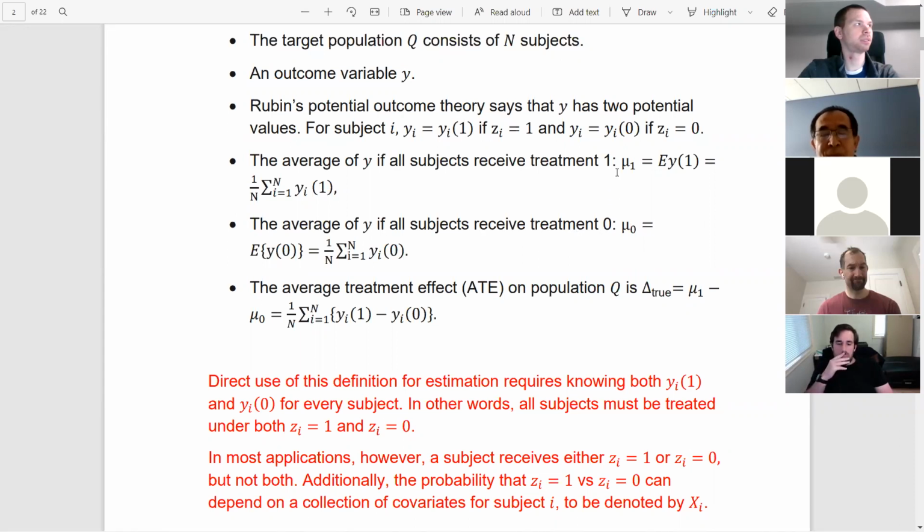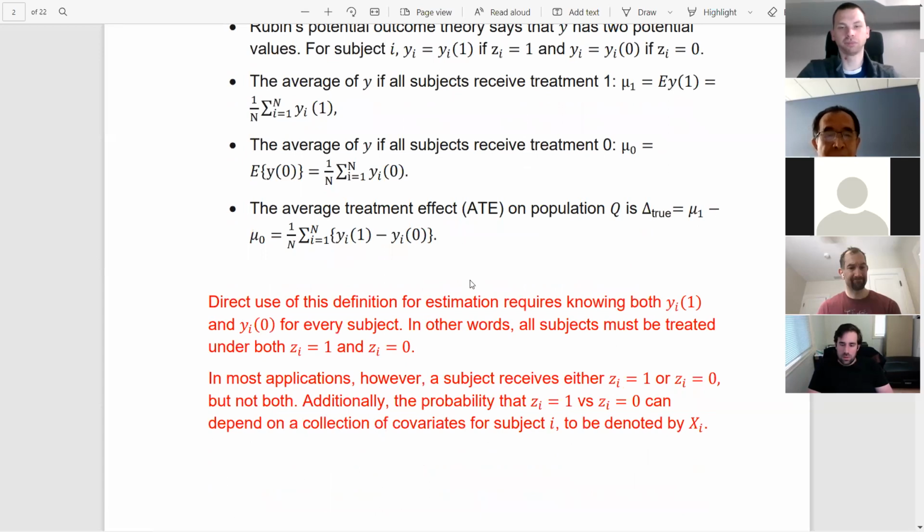Theoretically, if we average all these Yi1 over all the subjects in the target population, we get mu1. And if we average all these Yi0, we get mu0. So mu1 is the average of Y if all the subjects receive treatment 1, and mu0 is the average if all the subjects receive treatment 0. The difference between mu1 and mu0 is called the average treatment effect, ATE. We're going to call this delta true.